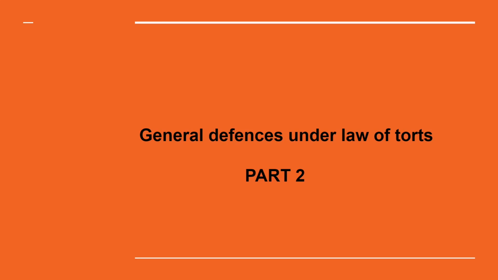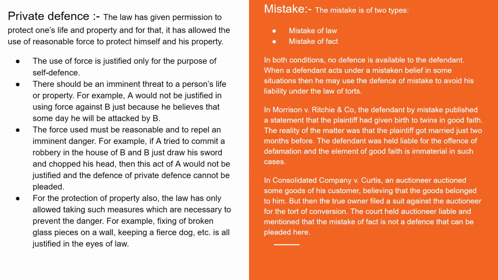General defenses under law of torts. Part 2. Private defense. The law has given permission to protect one's life and property, and for that, it has allowed the use of reasonable force to protect himself and his property. The use of force is justified only for the purpose of self-defense.